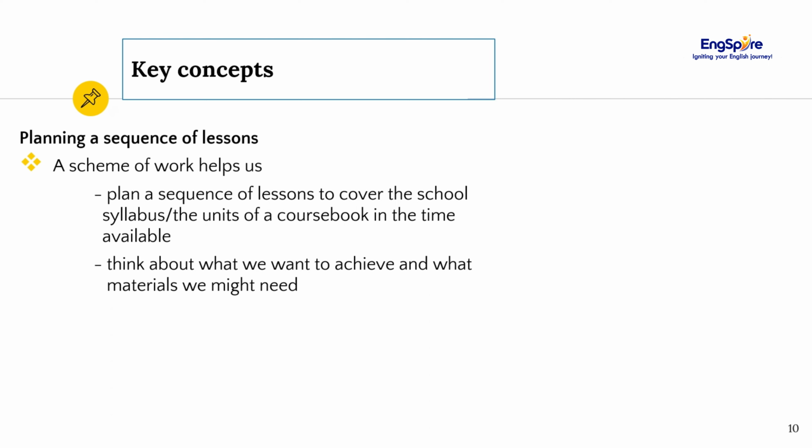It also helps us think about our learning aims, choose the material we might need, and include enough variety by using different activities, skills, and teaching methods across lessons to keep lessons engaging. In other words, a scheme of work is a long-term plan that helps teachers organize several lessons, not just one lesson. It ensures that students learn the whole syllabus or complete all the units in a coursebook within the available time.